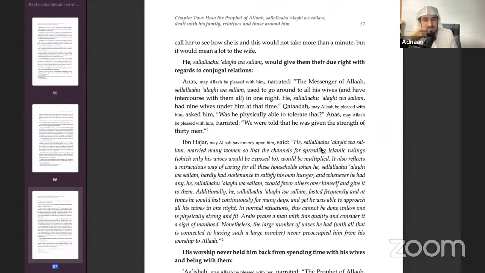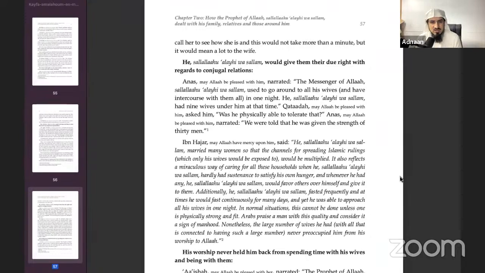Ibn Hajar rahimahullah said, he sallallahu alayhi wasallam married many women so that the channels for spreading Islamic rulings, which only his wives would be exposed to, would be multiplied. That's why you find there's a hadith which Aisha radiallahu anha narrates, which occurred in the house. If she wasn't there, nobody would have narrated that. Some of the other wives narrate too, radiallahu anhum jami'an. And so that's what Ibn Hajar rahimahullah is trying to tell you here.